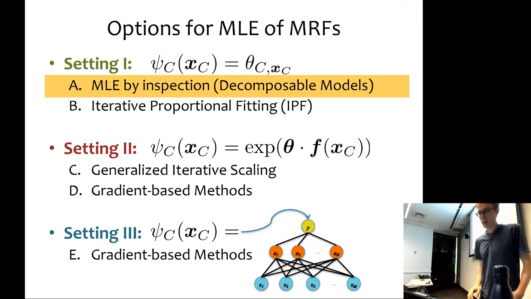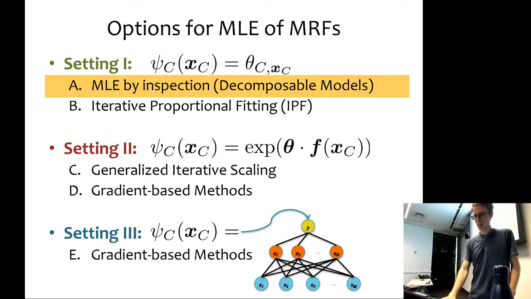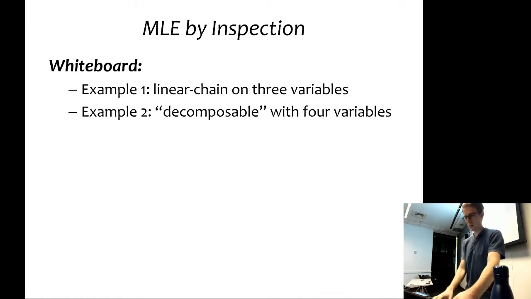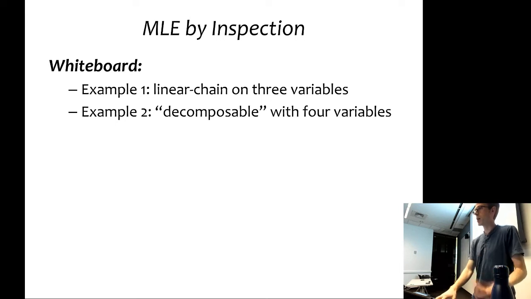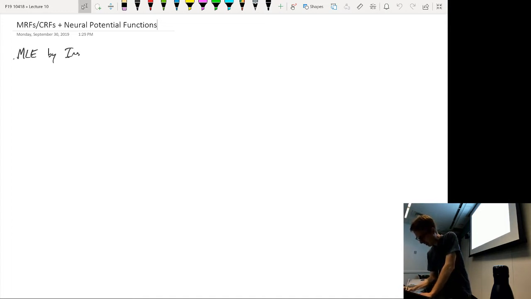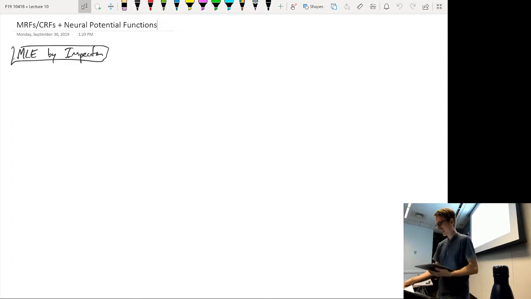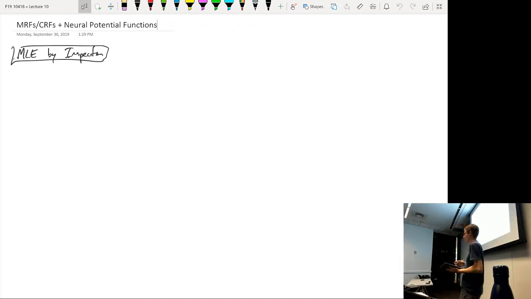Okay, so let's talk first about this trivial case, which is where we have tabular potential functions. I guess trivial is maybe too strong, but the easiest case. And we're going to think about a simple example where we can work through how we would come up with the maximum likelihood estimates for some simple models. Okay. So the first one that I want to think about is essentially maximum likelihood estimation by inspection. And here, what I mean by inspection is that we're actually going to look at what we come up with and determine retroactively whether or not it was correct. So this will be a guess and check methodology here. Okay, so here's example one.